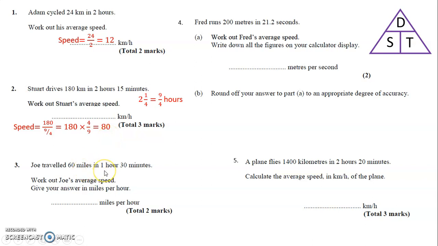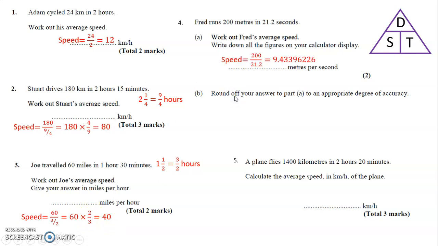Right, we've then got Joe, who's travelling for 1 hour and 30 minutes. That's an hour and a half. So that, as an improper fraction, is 3 over 2. And Joe's speed is going to be distance over time. So 60 over 3 over 2. And that's the same as multiplying by 2 over 3. So 60 divided by 3 is 20. Multiplied by 2 is 40.